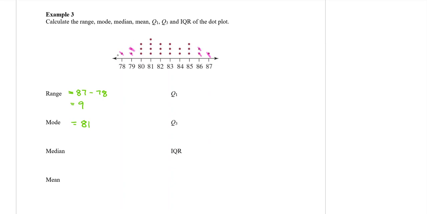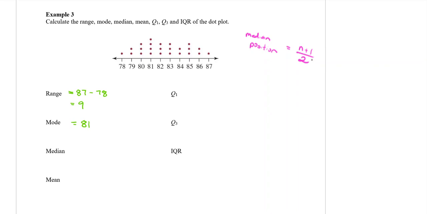It can get confusing to try and cross off your dots to see where the middle is. So if you have data like this, you can find the median's position by doing n plus 1 over 2. N stands for the number of bits of data that you have. Each one of those dots is a bit of data. So I count my dots.